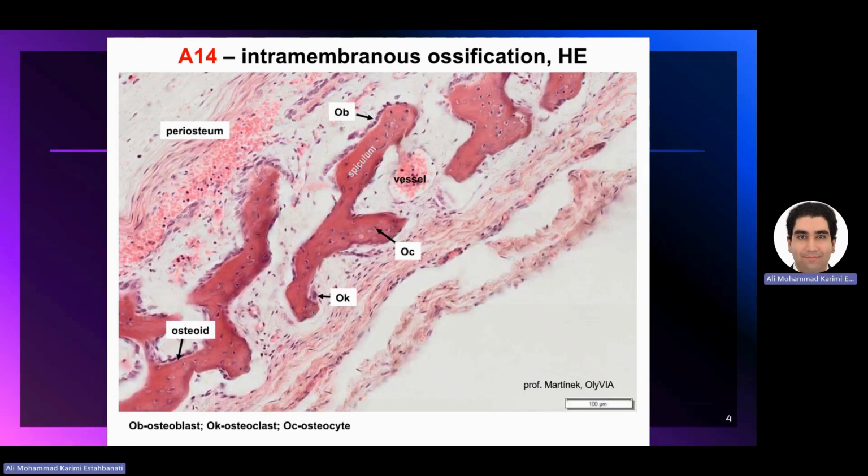Now, for intramembranous ossification, this is a slide you will get. It's called A14. And as you can see here, guys, these are spicules. Spicules means that the osteoblast is present in that area. As you can see here, it's around. The osteoblasts that have got trapped in their own creation, the osteoid, have changed their name to osteocytes, and they are in these spicules, okay?